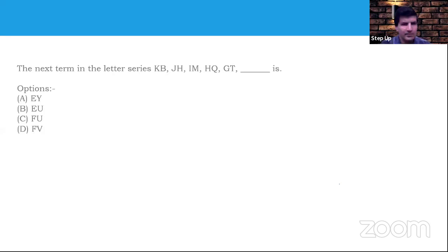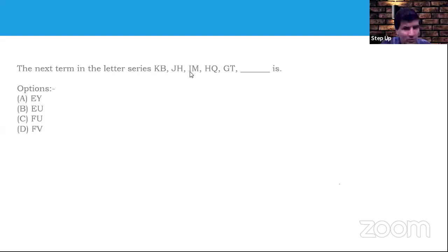Okay, so let me discuss this, guys. Now KB, JH, IM, HQ, GT. Let's see what's the logic happening here. Can you see some logic? The first logic would be, how is K moving to J? Or J moving to I? So EFGH, GH, IJK, right? JK.